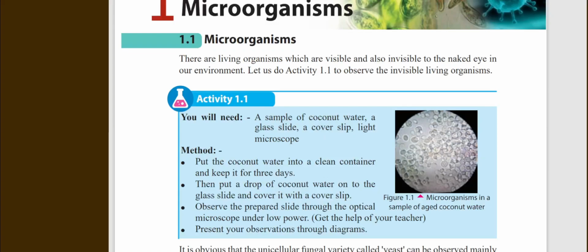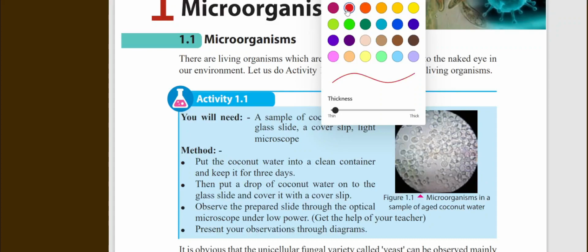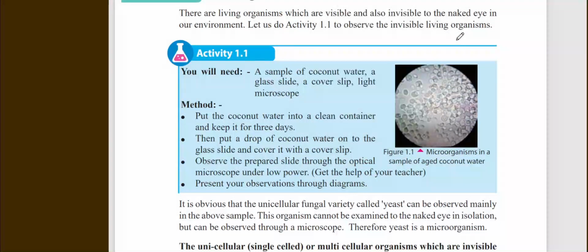Now we are starting microorganisms. Say, what are microorganisms? Microorganisms are organisms that cannot be seen with the naked eye. So that is microorganisms. What you can see here is a picture of microorganisms.